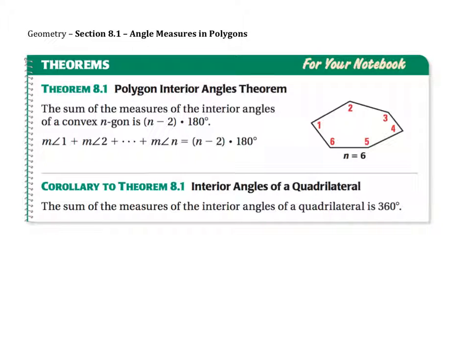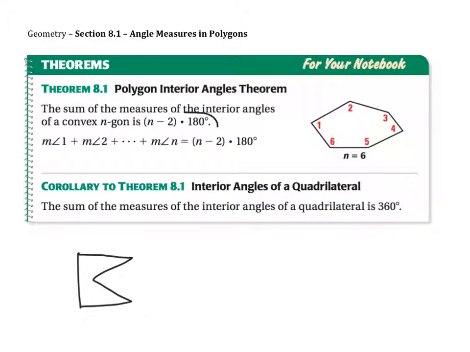Theorem 8.1, the polygon interior angles theorem. It says the sum, which means to add them all up, of the measures of the interior angles, so interior means the angles inside of the polygon, of a convex, and remember, convex means that all the sides are pushed out. Concave would look like this, so we're not talking about concave polygons like that. So of a convex n-gon, where we have an n-sided figure, the sum is n minus 2 times 180. So n is the number of sides in the polygon.